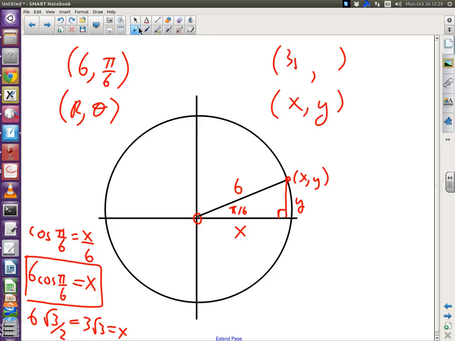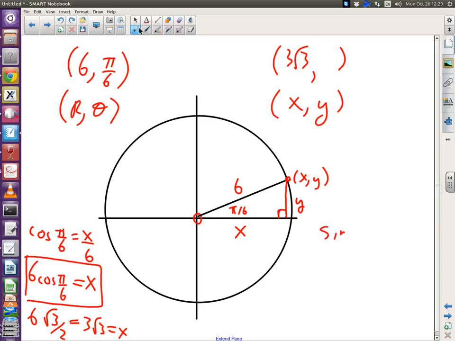What's x and y? Well, I got x. And remember, rad 3 is about 1.7, times 3 is about 5.1, 5.2, somewhere in there. So that's how far out in x you go. How about y? Well, same thing. Is there a relationship between y, theta, and r? Well, let's see. It would be SOHCAHTOA, sine.